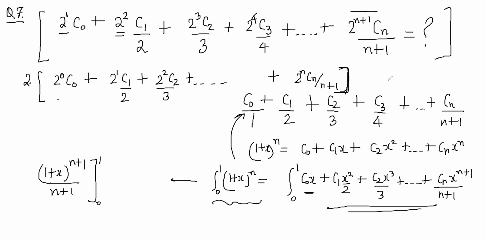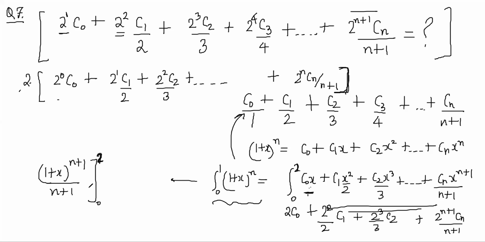Now, if you integrate from 0 to 2, what happens? Wait a second. You don't have to take 2 common also. If you integrate from 0 to 2, what happens? 2C0 plus 2 square by 2 C1, plus 2 cube by 3 C2, that's it. Actually, you don't need to take 2 common. Just keep it like this and see that if you integrate from 0 to 2 instead of 0 to 1. You understand?